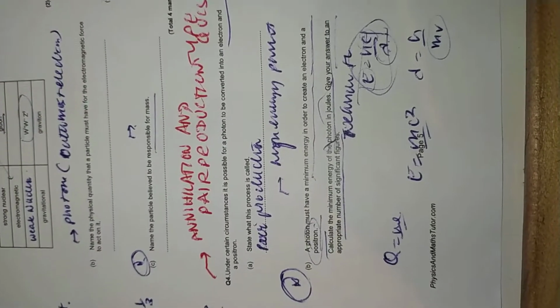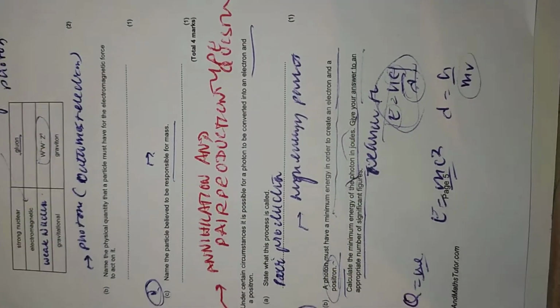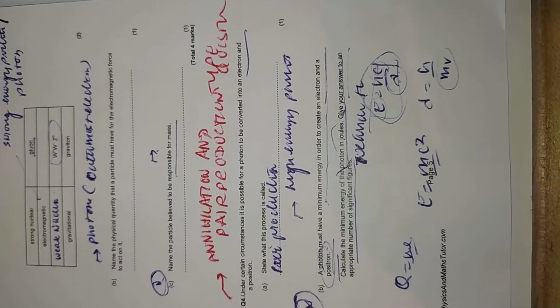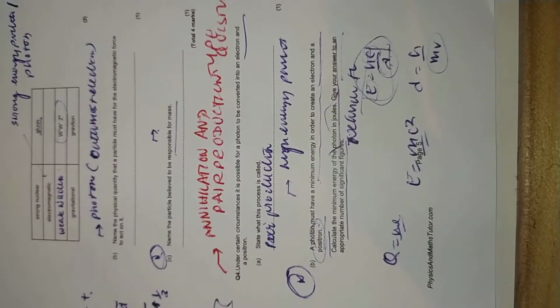A relatively easy question. Under certain circumstances, it is possible for a photon to be converted into an electron and a positron. State and explain what this process is called. This is known as the pair production process.